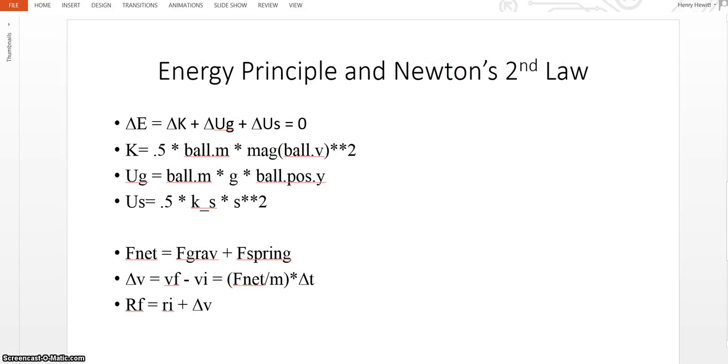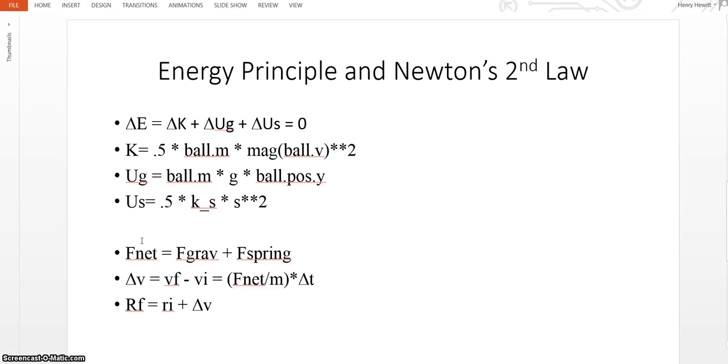Next, I used the energy principle to find the different components of the change in energy, which came out to be the change in kinetic energy, the change in gravitational potential energy, and the change in spring potential energy, which all equal 0. So as you can see, I found the kinetic energy by multiplying 1/2 times the mass of the ball times the magnitude of the speed squared. And you can read here the other equations. And this I used to make a graph which showed the conservation of energy, which I'll get to later.